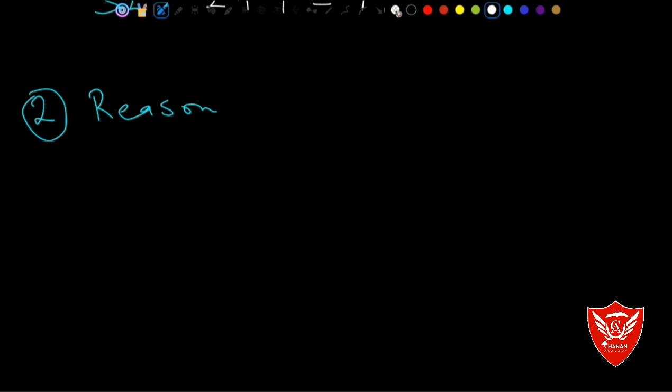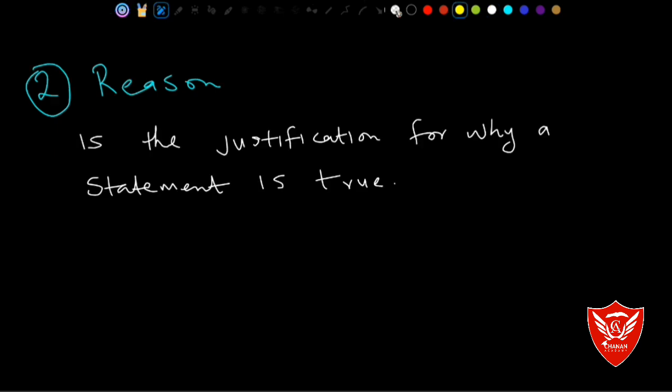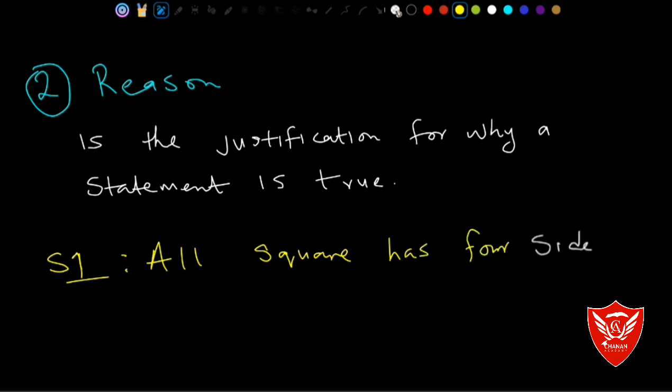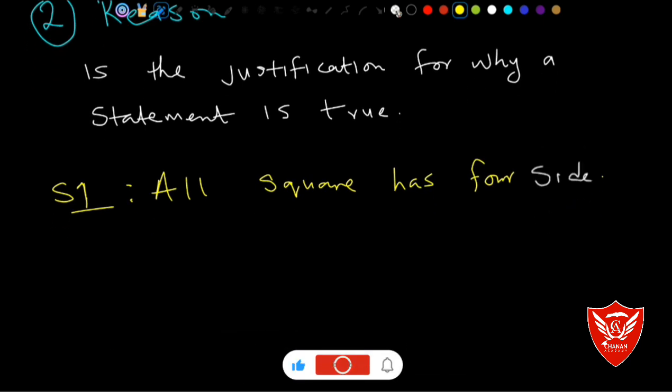The justification for why a statement is true. So, for example, I give a statement. Let's call this statement 1. If I say all squares have four sides, now, if I tell you that this statement is correct, based on what?